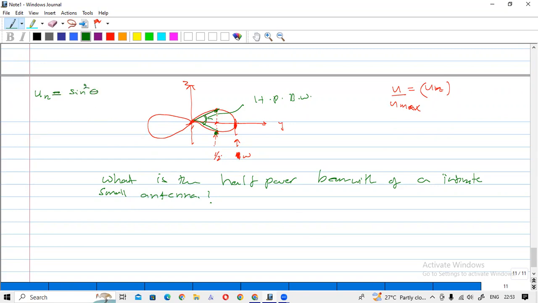At which theta will it take the half? Theta is measured in this direction. So for what theta is this UN half? You have to find sin square theta equal to half, that is the half power. So sin theta is equal to 1 by root 2, and you can get the sine inverse of 1 by root 2 and find the theta value using a calculator.